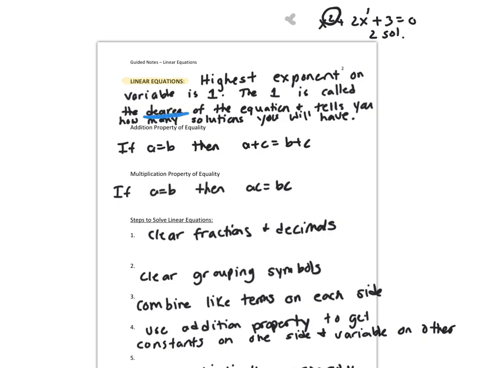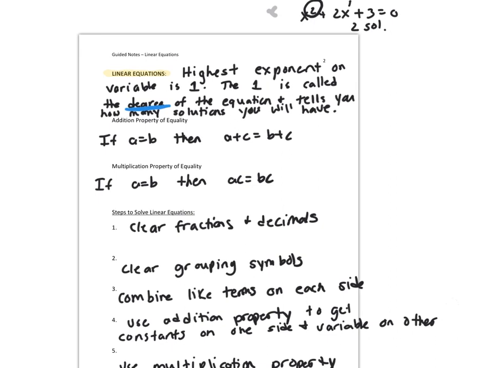Now, these next 3 things, I'm not really sure why I'm covering them. I guess I had to start somewhere. If you have a equals b, whatever you do to one side, you do to the other. So I decided to add c to both sides, and I got a plus c equals b plus c. That's officially called the addition property of equality. Same thing with the multiplication property. I had a equals b, and I decided to multiply both sides by c, so I got ac equals bc.